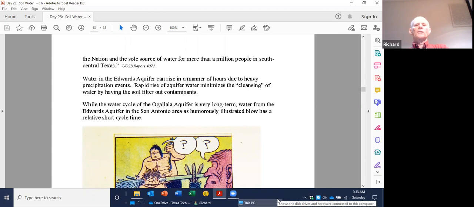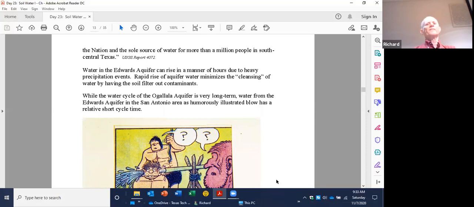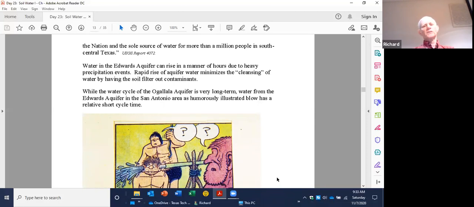Water in the Edwards aquifer can rise in a matter of hours or days due to precipitation, but the rapid rise of the aquifer minimizes the cleansing effect of having the soil filter out contaminants. A lot of the land over the Edwards aquifer is rangeland. And so cattle waste can go directly from the soil surface into the aquifer through these large pools. The water cycle of the Ogallala aquifer is very, very long-term. The Edwards aquifer in the San Antonio area is very short-term.